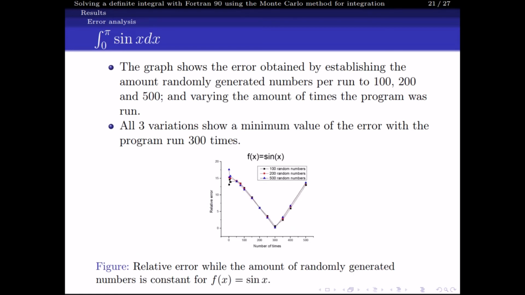The second analysis of sin of x was made by establishing the amount of randomly generated numbers per run to 100, 200, and 500, and varying the amount of times that the program was run. All three variations of the amount of randomly generated numbers showed a minimum value of the relative error when the program was run 300 times.